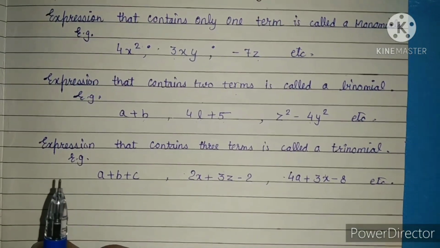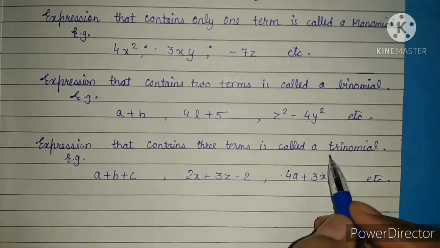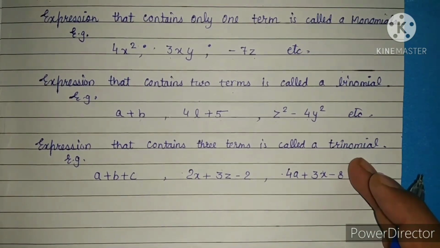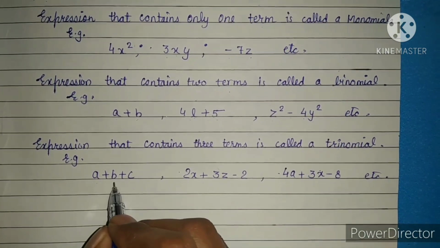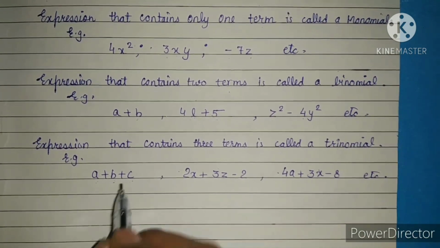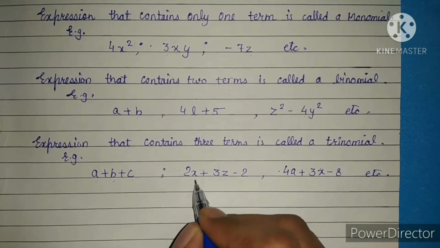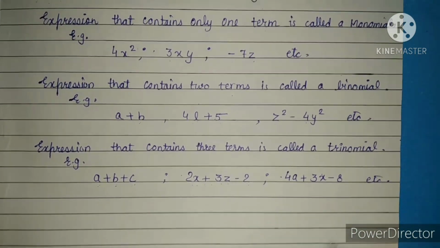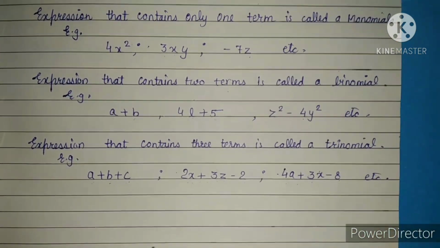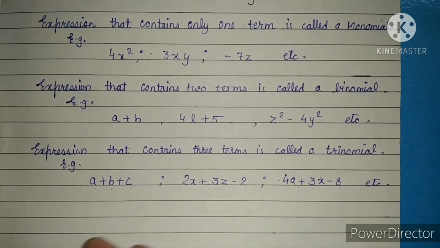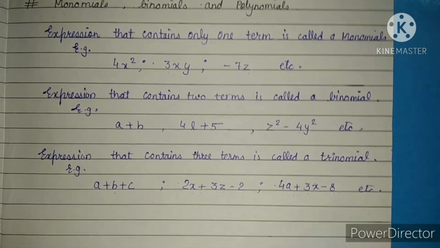Next is trinomial. Tri means three, like a tricycle. How many tires does a tricycle have? Three. So when an expression has three terms, it is called a trinomial. Its example is a plus b plus c: one, two, three terms. 2x plus 3z minus 2: one, two, three terms. And here 4a plus 3x minus 8: one, two, three terms. So one term is monomial, two terms is binomial, three terms is trinomial.